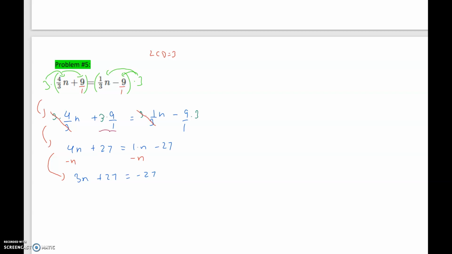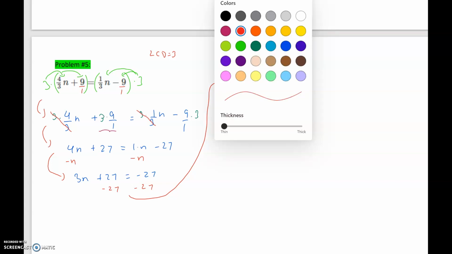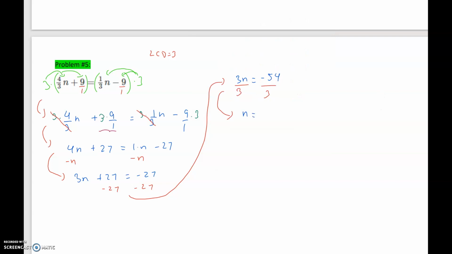And then at this point, let me put the constants on the right hand side. So subtract 27 from both sides. This will give us 3n is equal to negative 54. And then we're going to be dividing by 3. So on the left, we simply have n. On the right hand side, we're looking at negative 18. That's actually it for this problem. I'll put the other problems in another video.